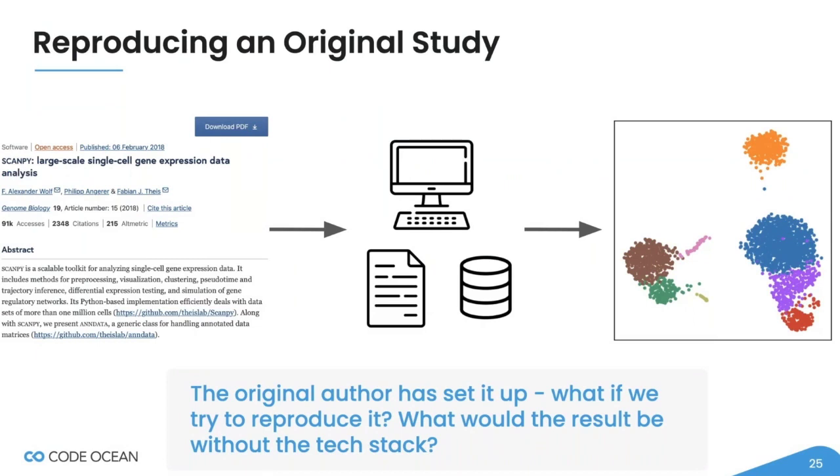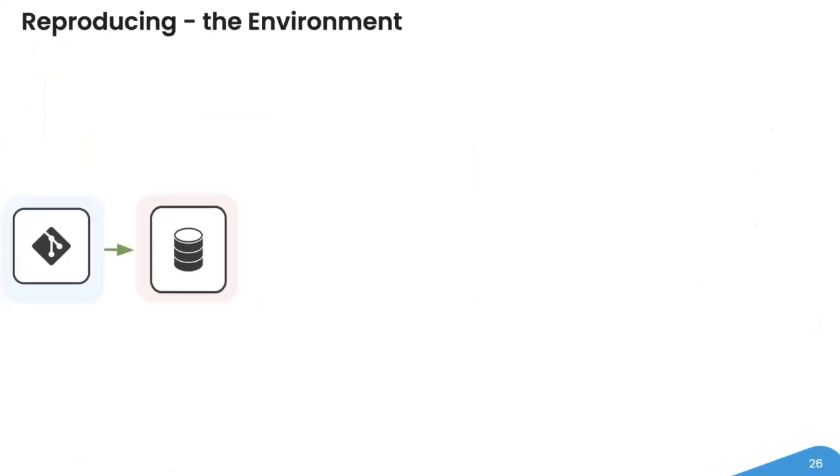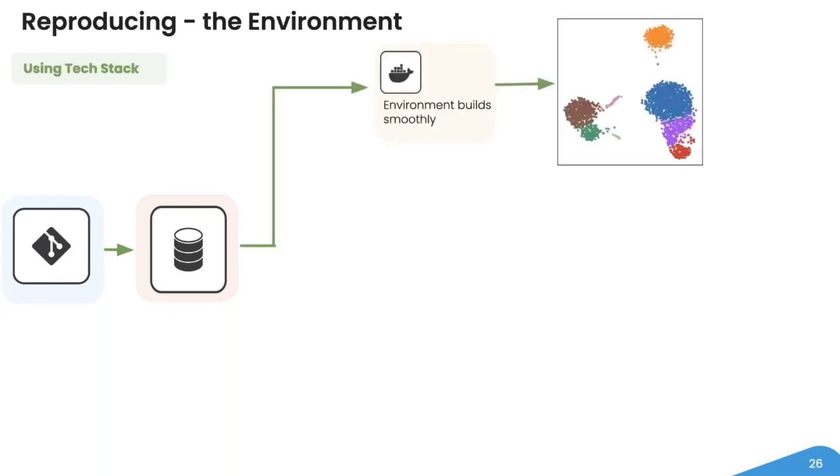And we can look at this component by component. So let's say when you were beginning the reproducing, the code and the data were following best practices. You were able to access the entire code base incredibly easily. You were able to access the data incredibly easily. And the issues came at the environment. We can see different patterns. If the tech stack was used, the code would be present, the data would be present, and the environment would build smoothly. What would that result in?